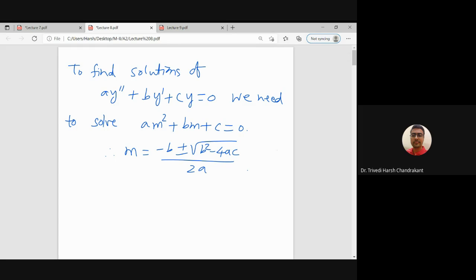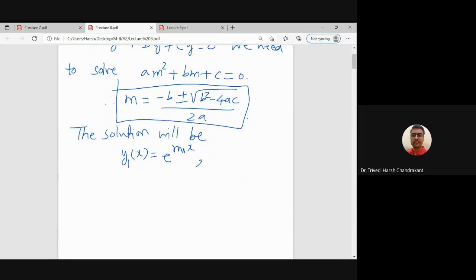The first part is distinct real roots, then same real roots, and then complex roots. Right, so there are three cases. Let us start with this. Depending on these two values, the solution will be y(x) = e^(m1 x) if m1 is one solution, and the second solution is e^(m2 x). All right.